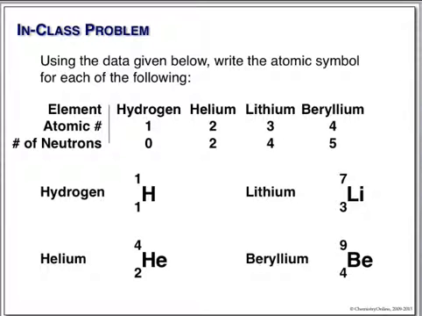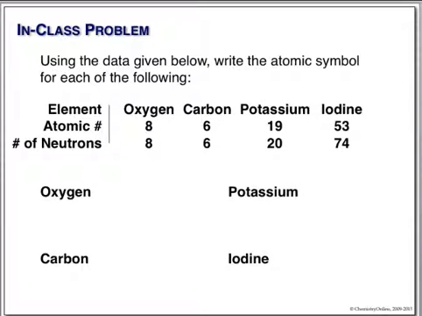Now I did all the easy ones here. Go ahead and do these. Oxygen is an O, carbon's a C, potassium we know is a K, and iodine is I. Quickly jot them down.